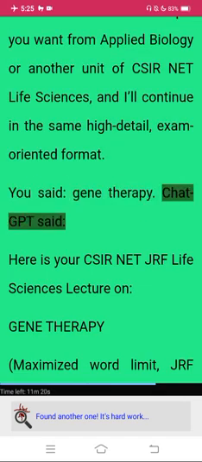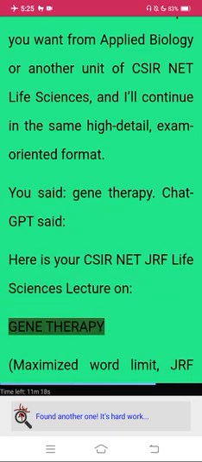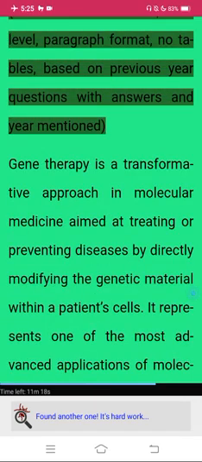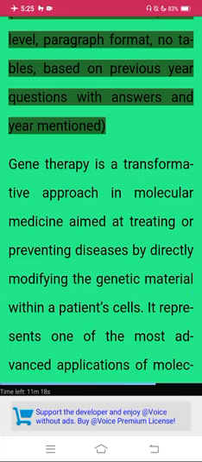You said, gene therapy. ChatGPT said: Here is your CSIR NET JRF Life Sciences lecture on gene therapy. Maximize word limit. JRF level. Paragraph format. No tables. Based on previous year questions with answers and year mentioned.